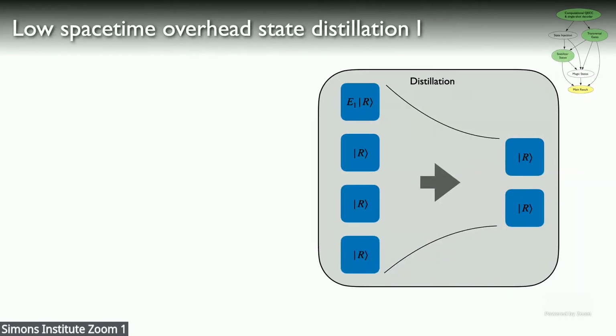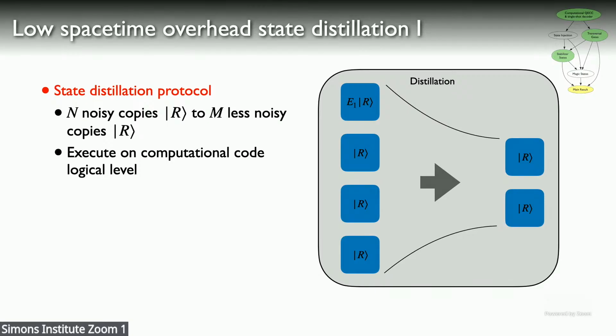Okay. So to prepare our resource states, we're going to do distillation. For those of you that haven't seen state distillation before, roughly what we're going to do is take some resource state that we want to prepare, take in some number of noisy copies of this thing, consume them, and output some less noisy copies. You should think of this as happening on the logical level of the computational code. So this is being implemented with, for example, these transversal gates.